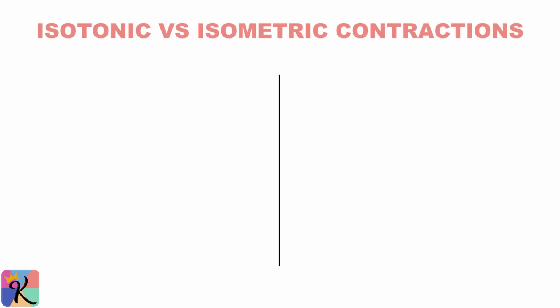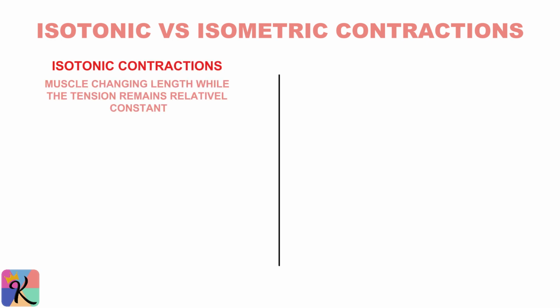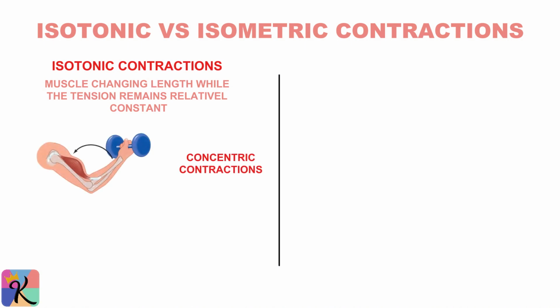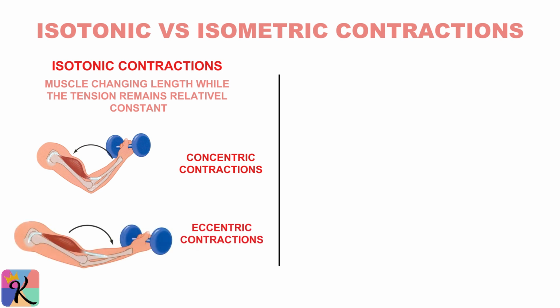Muscle contractions come in two main types. Isotonic contractions involve the muscle changing length while the tension remains relatively constant. This includes concentric contractions, where the muscle shortens while generating force, like lifting a dumbbell. It also includes eccentric contractions, where the muscle lengthens under tension, such as lowering the dumbbell back down.